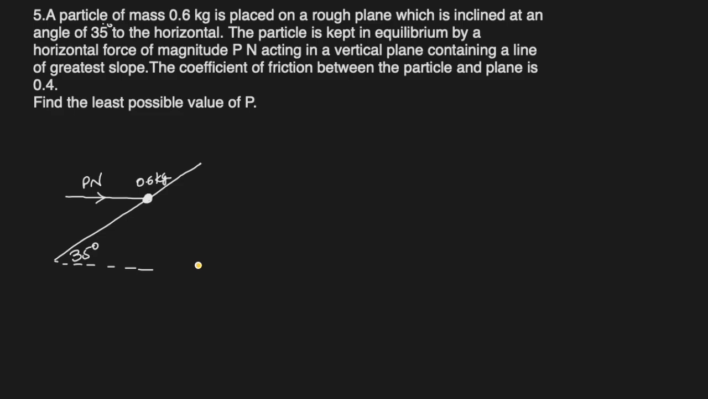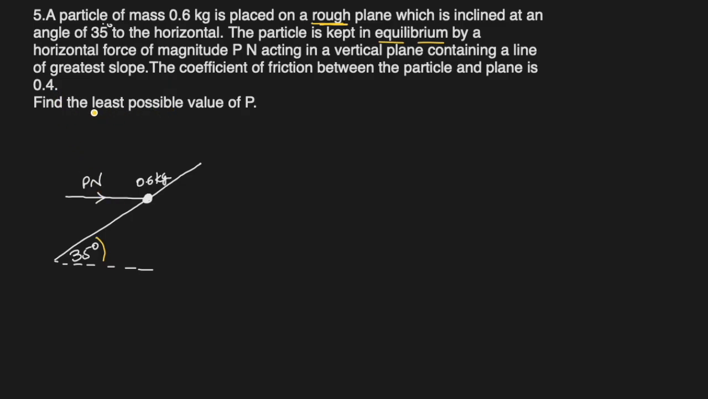Question number 5. A particle of mass 0.6 kg is placed on a rough plane, that means there will be friction, which is inclined at an angle of 35 degrees to the horizontal. The particle is kept in equilibrium, that is all forces on the particle are equal, by a horizontal force P newtons, acting on a vertical plane which has this line of greatest slope. The coefficient of friction between the particle and the plane is 0.4.